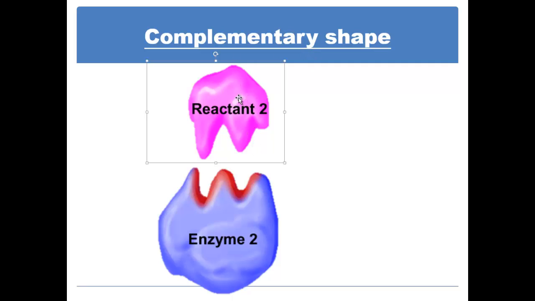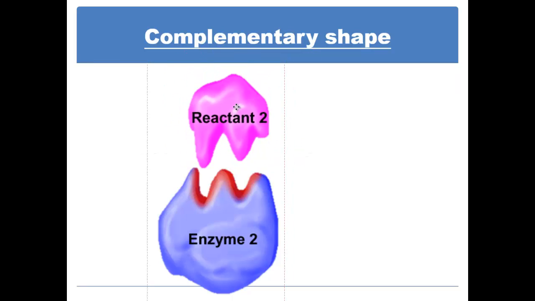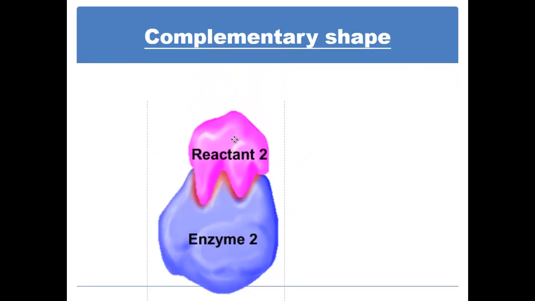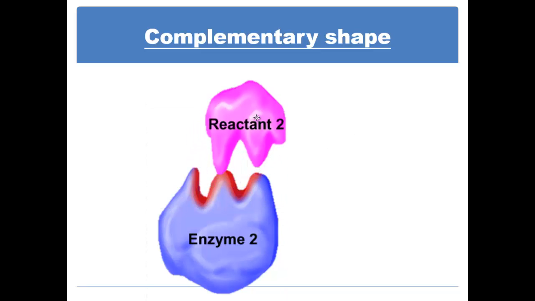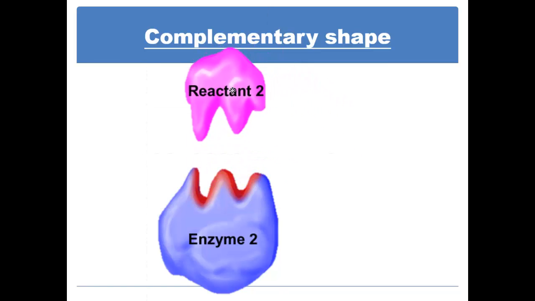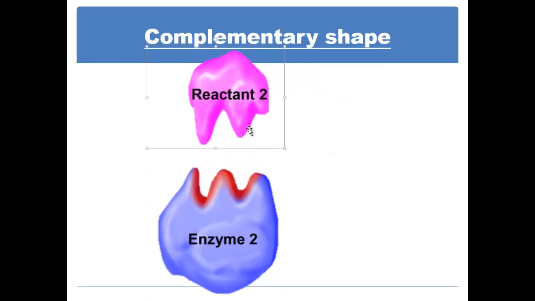If you look at this case, when this reactant tries to approach the enzyme, it can fit into the enzyme active site. And of course there would be some reaction happening here. Probably in this case, this reactant 2 will break down into 2 or 3. But if you look closely, maybe at first you think, oh, it actually looks the same.